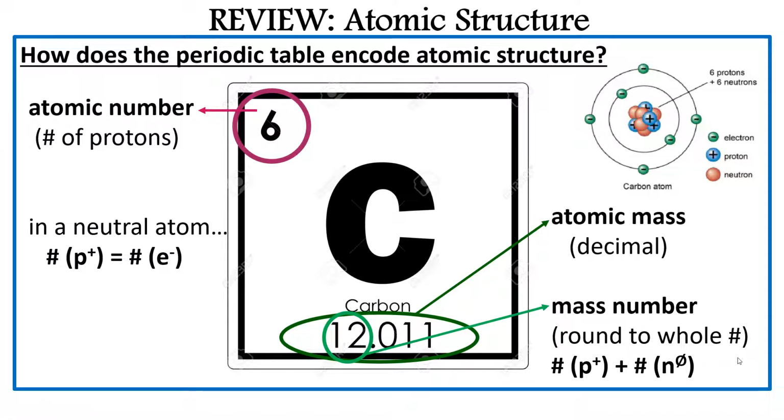Okay, so before we get to our information about isotopes, let's do some quick review of atomic structure. So remember, when you look at the periodic table, the number in the upper left-hand corner is your atomic number, how many protons you have, and the number on the bottom is your atomic mass, and that number is a decimal. So your mass number is when you round the atomic mass to a whole number, and that is your number of protons plus your number of neutrons. So today, one thing we're going to explore is why the atomic mass is a decimal.